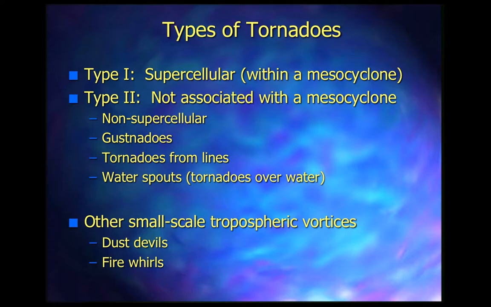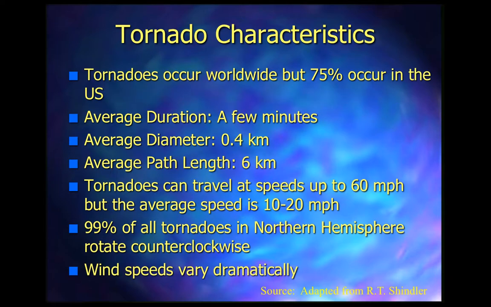Two principal types of tornadoes. The first one is supercellular, which always occur within a mesocyclone. Again, not all supercells produce tornadoes, but those that do are a particular genre of tornadoes with a particular set of dynamics that we'll look at. The second type is a broader category of non-supercell tornadoes that are not associated with a mesocyclone. These can take the various forms of gustnadoes, tornadoes from lines, and waterspouts, which are essentially tornadoes over water, but the bottom-line common denominator is that they occur from storms that are non-supercellular in structure. It's important to realize that tornadoes are part of a broader category of tropospheric vortices like dust devils and fire whirls. But we're talking about deep convection and tornadoes that are produced within convective clouds.